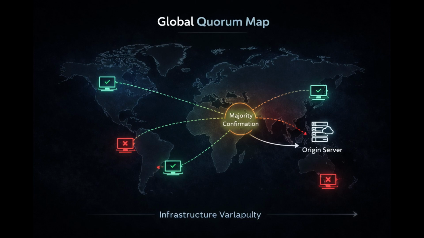But it comes with a warning. Multi-region can introduce noise if your application behaves differently by geography. So you don't pick global regions because it looks impressive. You pick them because it matches user reality.